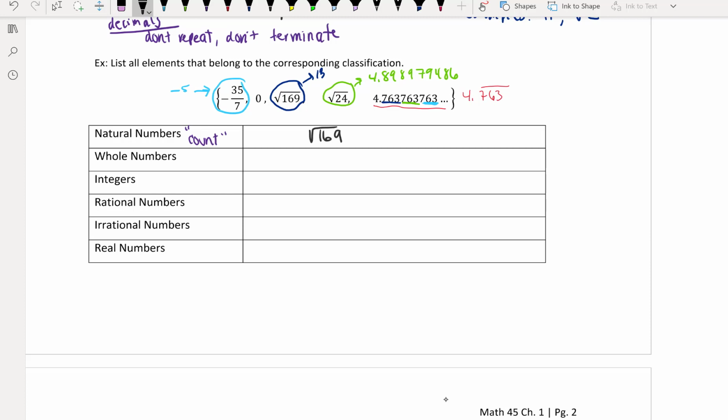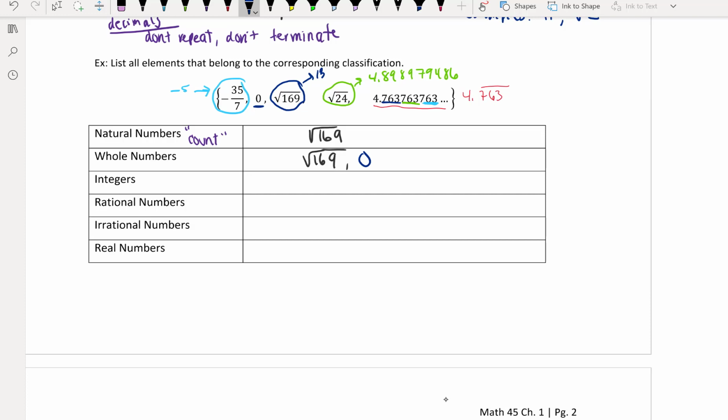Alright, so now our whole numbers. So I know if it's a natural number, it has to be a whole number. So the square root of 169 will definitely be in there because that's 13. And the other number that I'm going to put as a whole number is, well, 0. Okay? So now we have 0 and the square root of 169.